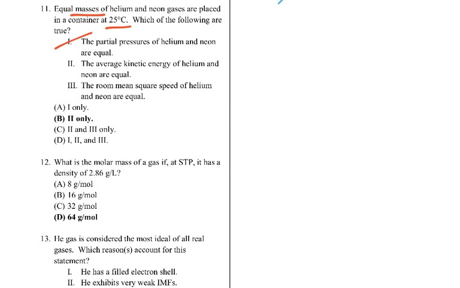The average kinetic energy of helium and neon, yeah, that's definitely going to be true. At the same temperature, they have the same average kinetic energy. The root mean square speed of helium and neon are equal? No. The reason that they have the same kinetic energy is because the lightweight heliums are moving much faster than the heavier neons. So the only one here that's true is B. 2 is the only one. B is the right answer. 2 is the only true statement.